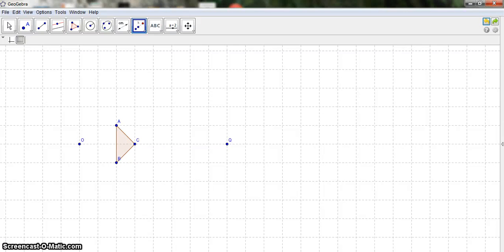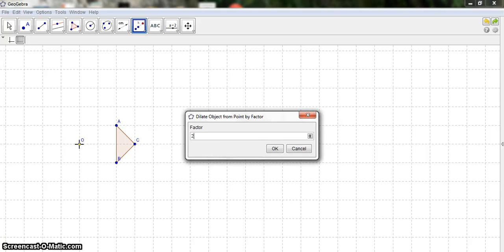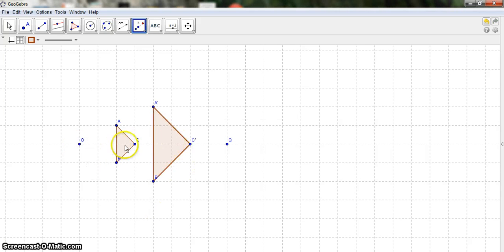To prove theorem 25.9, I'm going to start with points O and Q to be my two points of homothety, and a triangle ABC. So the first thing I'm going to do is dilate triangle ABC around point O. We'll go by a factor of 2. So that doubles the size.